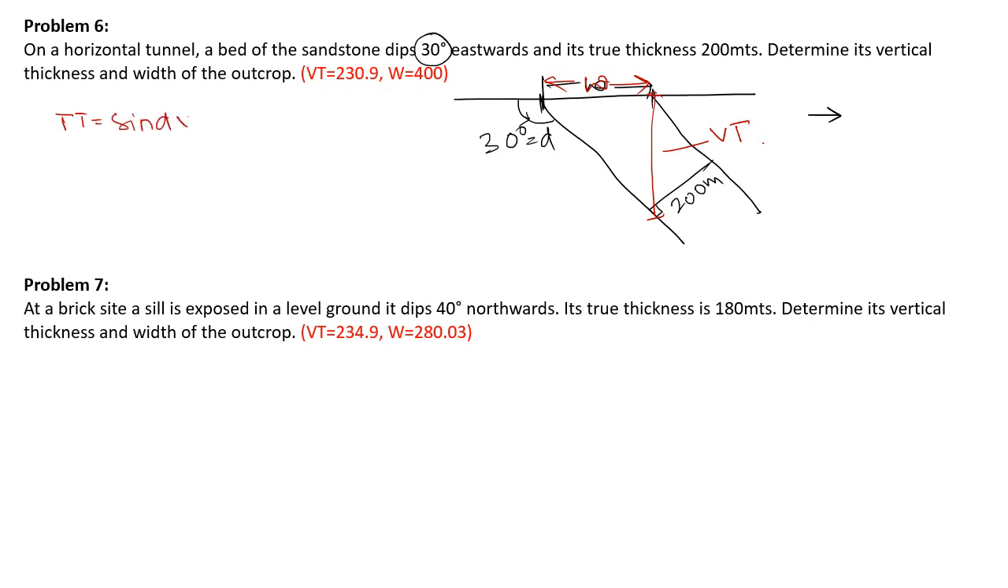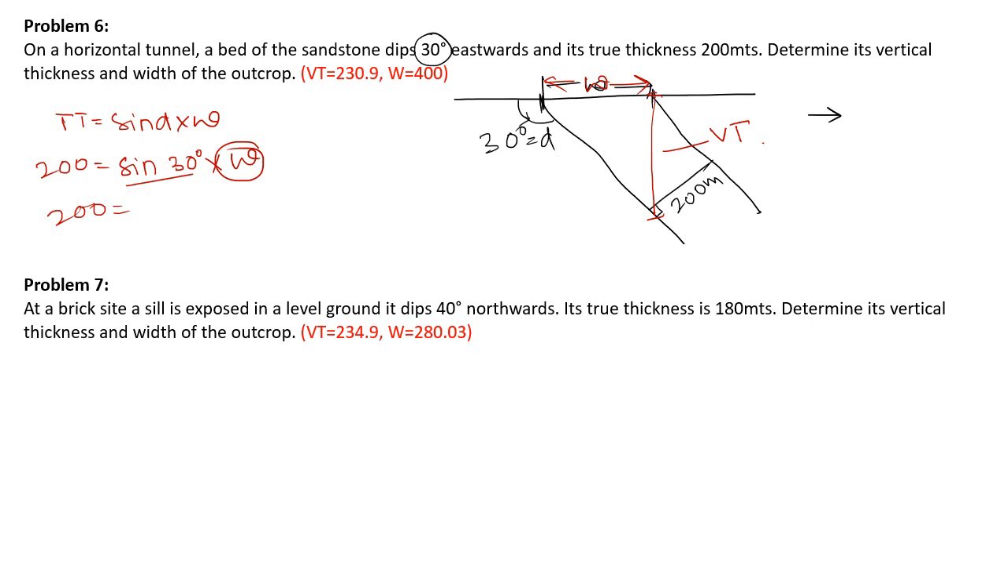So now you can use the TT formula here: TT equals W sin D. TT is given, the TT value is 200, so 200 equals sin 30 into W. Now you can solve it. First convert the sine value, then calculate for W, and use this input for the VT calculation. In the same way, let us see the seventh problem as well. This is the last problem for this set.